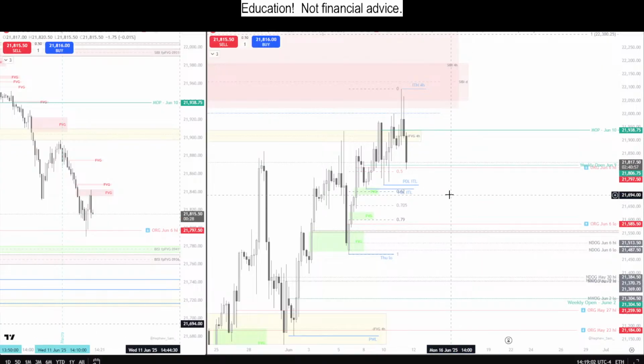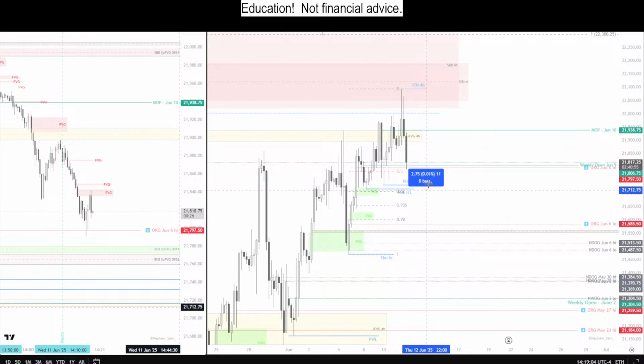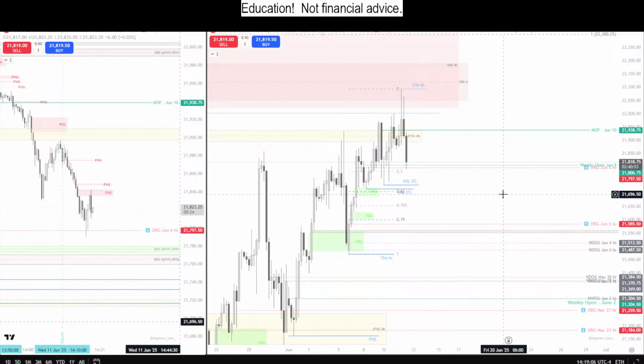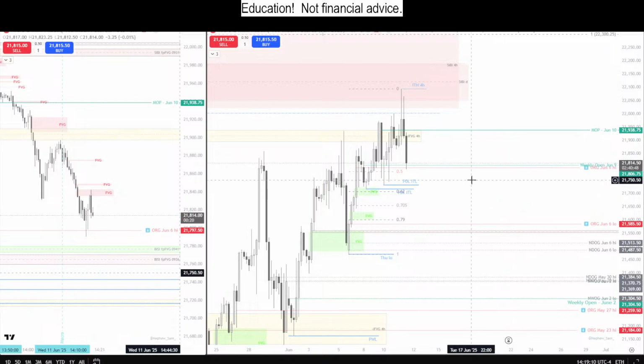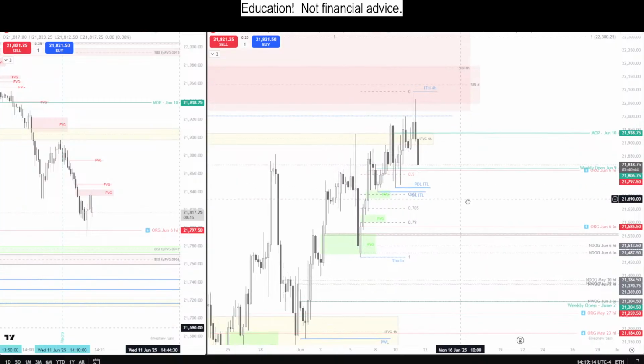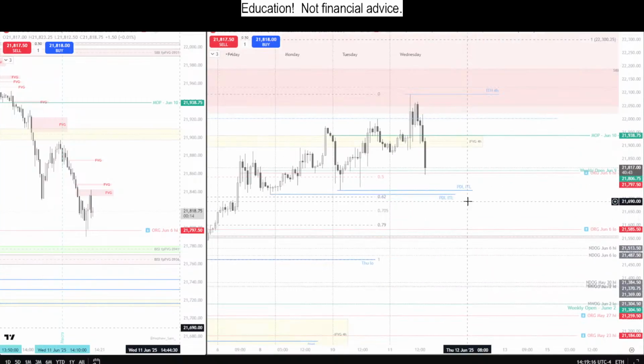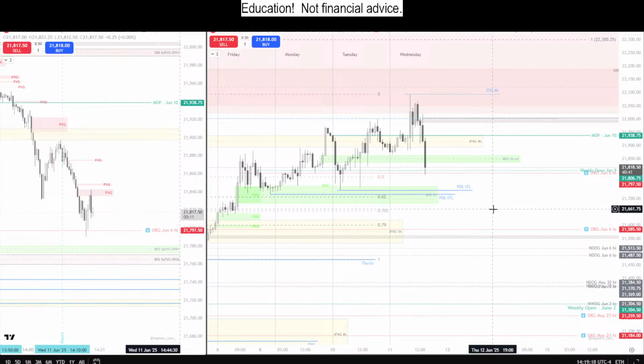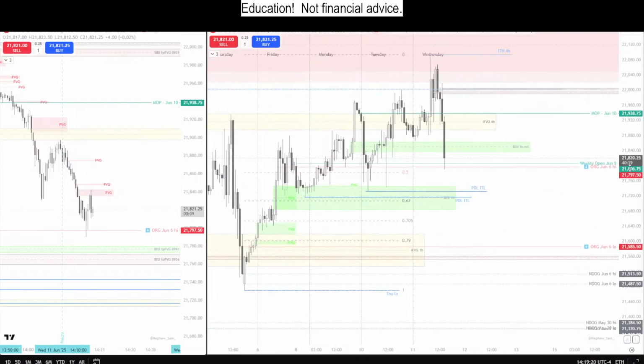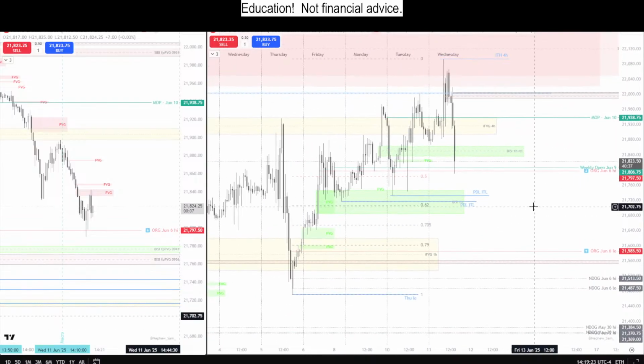So that would put us down another 100 points lower. I don't know if we're going to drop straight into it. It's possible. That's 70 points just to this low. Again, we've certainly seen movements like that before.